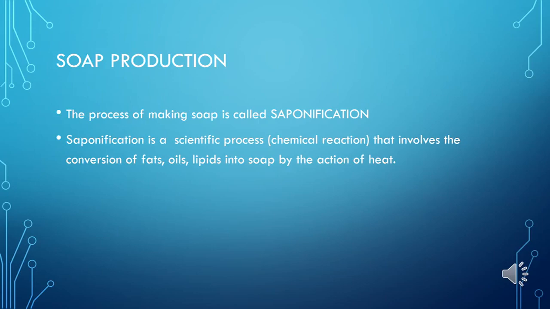The process of making soap is called saponification. Saponification is a scientific term and is a process that involves the conversion of fats, oils, lipids into soap by certain action such as heat.